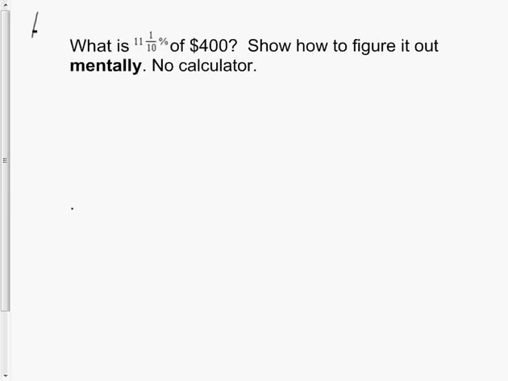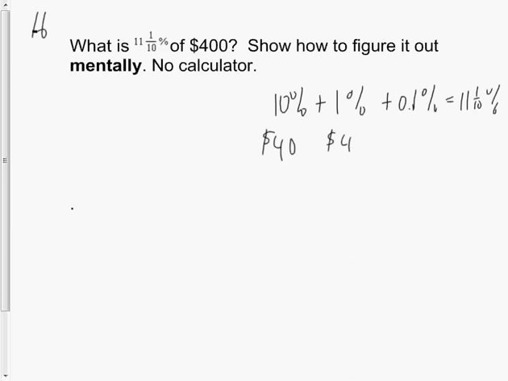Question 16, I think. Is that question 16? Where's my answer? Hang on a second. All right, question 16 says 11.5%. So 10% plus 1% plus a tenth of a percent equals 11 and a tenth percent. So 10% if I move my decimal one place will give me $40. 1% if I move it two places will be $4. And a tenth of a percent if I move it three places will be 40 cents. So the sum of those is $44.40.